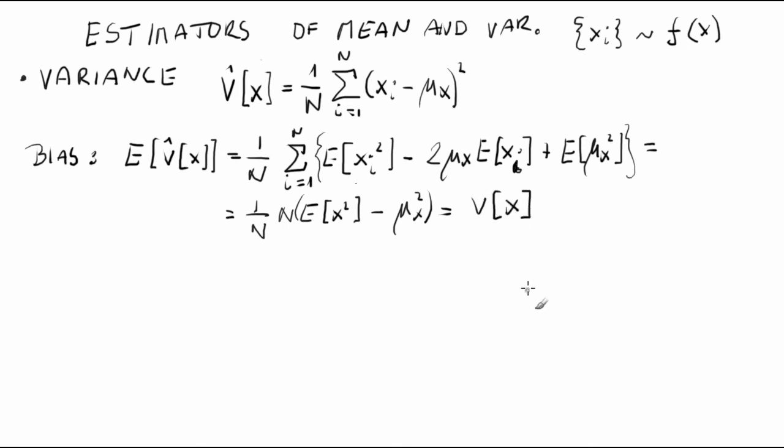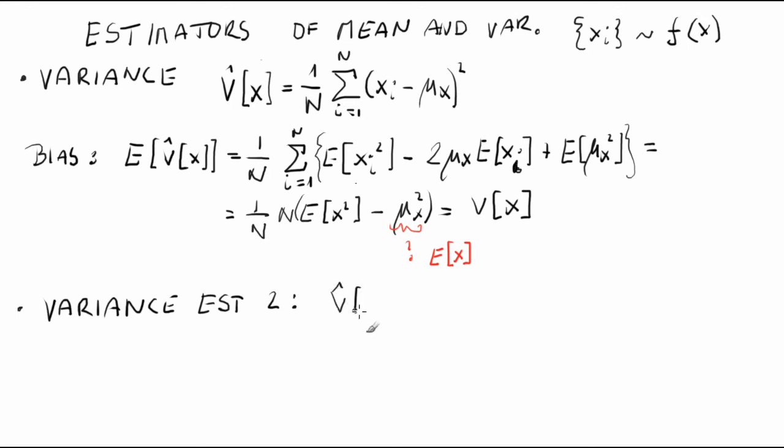Unfortunately, we most often don't know the true value of the mean. We can replace it by its estimator to get another estimator of the variance of our probability density function. Estimator of variance of x equals 1 over n times the sum i equals 1 to n of xi minus x bar squared. Again, we can calculate the bias of this estimator.